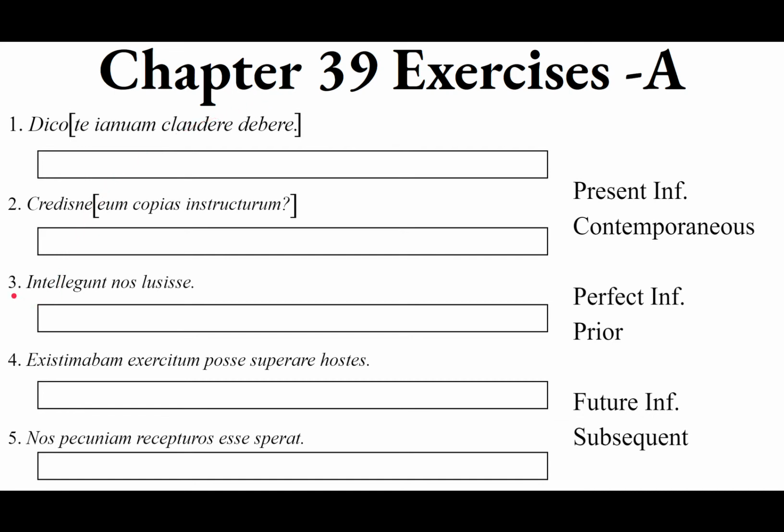Sententia tertia. Intellegunt nos lusisse. So intellegunt, from intellego, intellegere, intellexi, intellectus. So to understand, to read between the lines. Intellegunt, third plural, and it's present, -unt ending. Future would be -ent, intellegent. This is intellegunt, -unt. They understand, they, third plural.